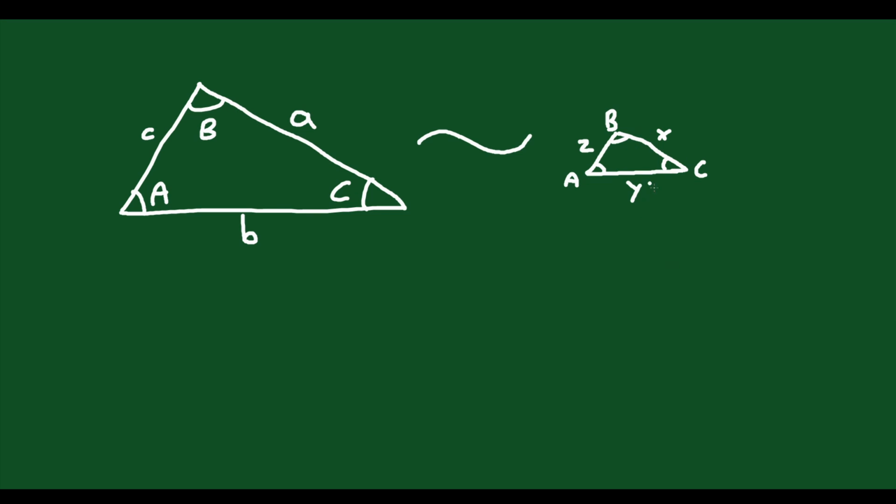This triangle is just a shrunk down version of this triangle, or this triangle is a scaled up version of this one. You can think of it that way. And so if all those angles are the same, that means these are similar triangles, right? And if a is, let's say, twice as long as x, that means that b has to be twice as long as y, and c is twice as long as z. So they have that relationship, right?